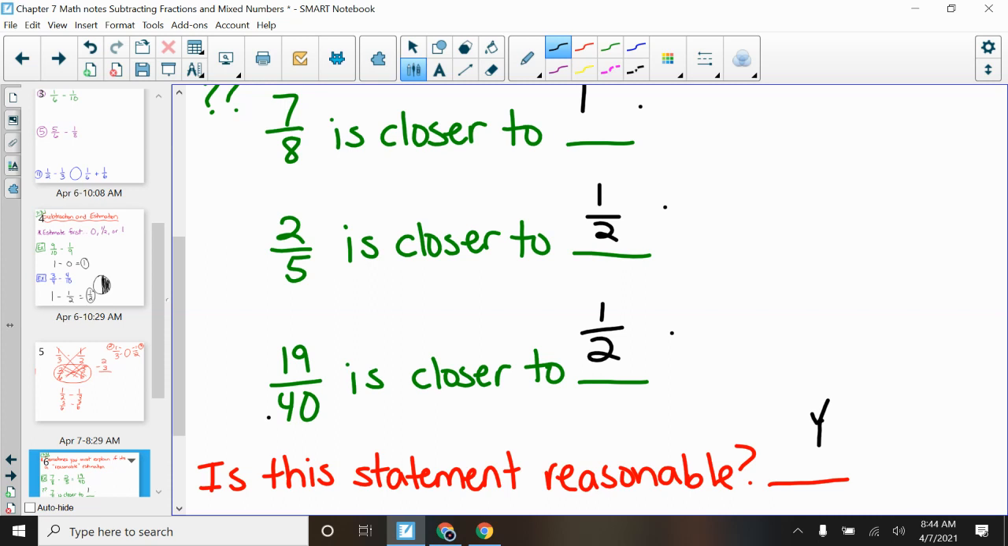Yes. All right, so let's check out problem number 1. So they kind of broke it down for you. 1/7 as a fraction, what is that closest to? 0. So let's put a 0 on that line because 1/7 is closest to 0.